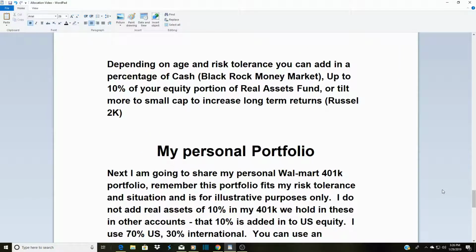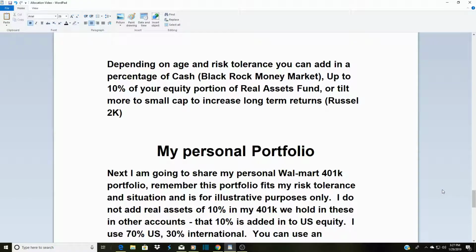Depending on your age and your risk tolerance, you can add in a percentage of cash, the BlackRock Money Market Fund. We have talked about this in previous videos, but if you're 5 to 7 years from retirement, you do need to have a certain amount of cash on hand, just so when you're withdrawing money, and if it happens to be a down market year, you're not pulling money out of the market when it's down. You'll just pull out of the cash account.